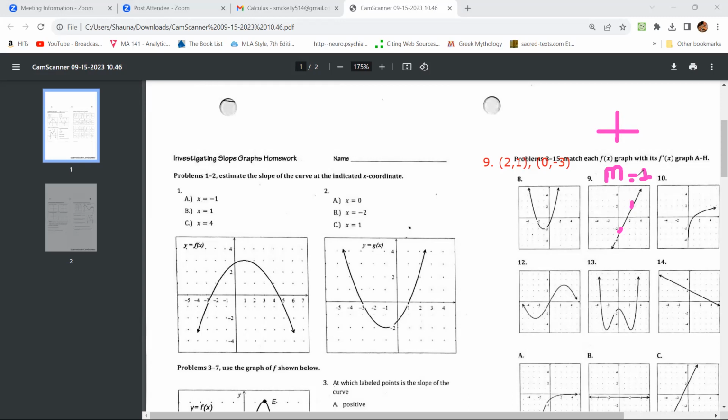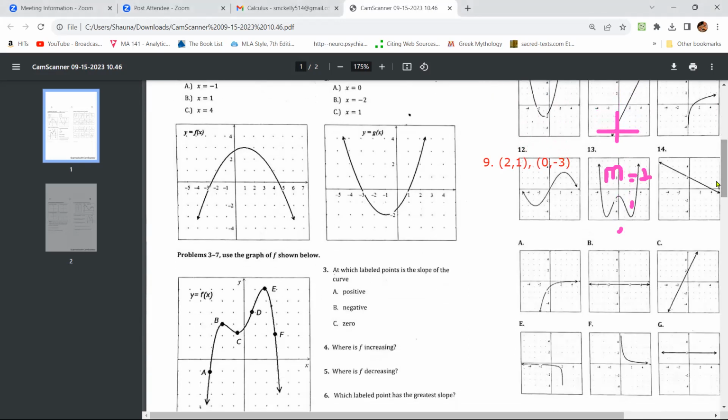That goes through the y-axis at 2. So if we look down, let me take my mouse. This has a positive slope. If we scroll down, right? The only thing number 9 could be is which letter?